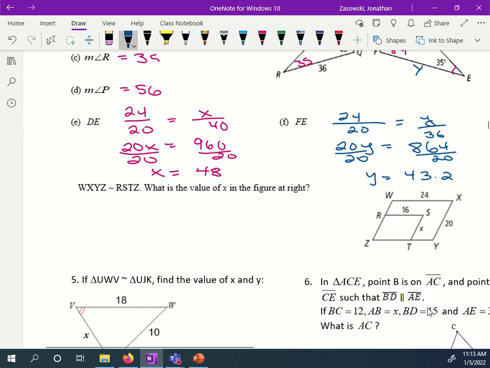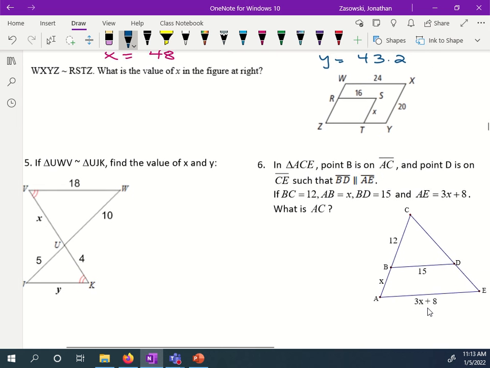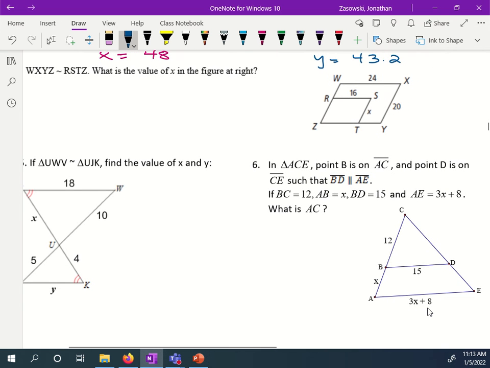Okay. Last one we're going to have you guys do. Let's take a look at number 6 here. This is a little advanced topic that we're actually going to talk about at a later date as well. Okay, this is called the side splitter theorem. The reason it's called the side splitter is, you see how this line BD is cutting through the sides of the triangle here? We're splitting the sides. And the important thing that makes it side splitter is it says that these two lines are parallel, okay?